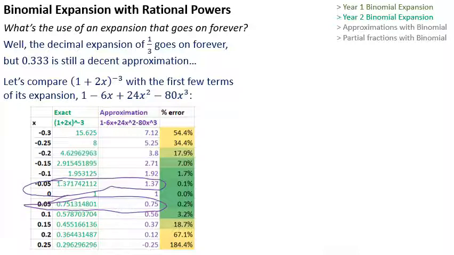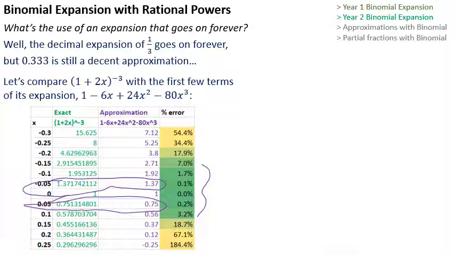However, the approximations get pretty useless if you go too far. Minus 0.3 is nowhere near. We're 50% off. Basically, the approximation is massively underestimating. And by the time we get to positive 0.25, our approximation is actually giving us a negative number, whereas the exact value is 0.3-ish. We're getting minus 0.25, so we're out by huge amounts. However, within a fairly narrow range, we're getting reasonably decent approximations. It might be even clearer to see if we look at this on a graph.